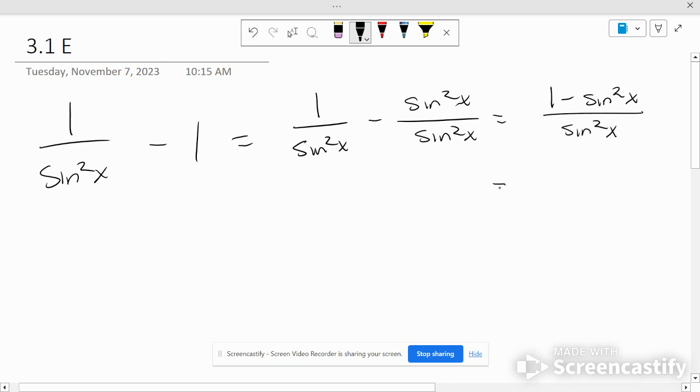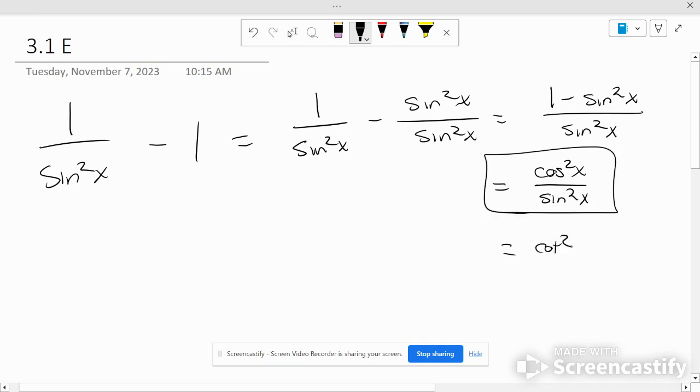What's 1 minus sine squared of x? So it's cosine squared of x over sine squared of x. We can leave it like that. I'm fine like that. Or you could also say, well, this is cotangent squared of x. Either way, I don't care.